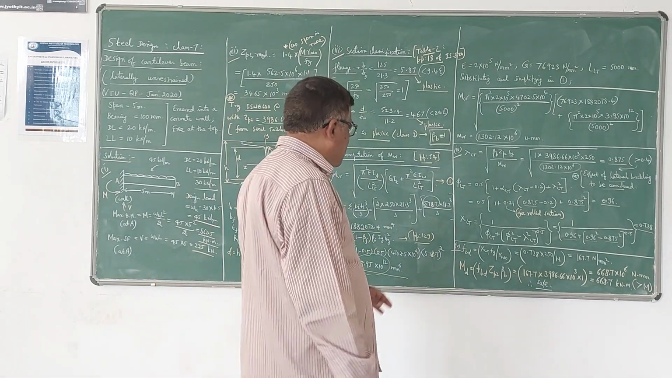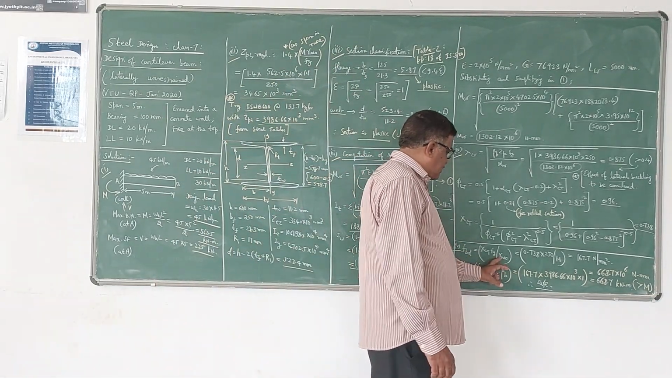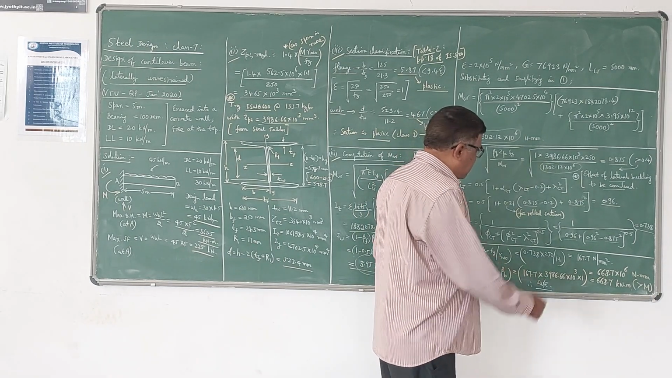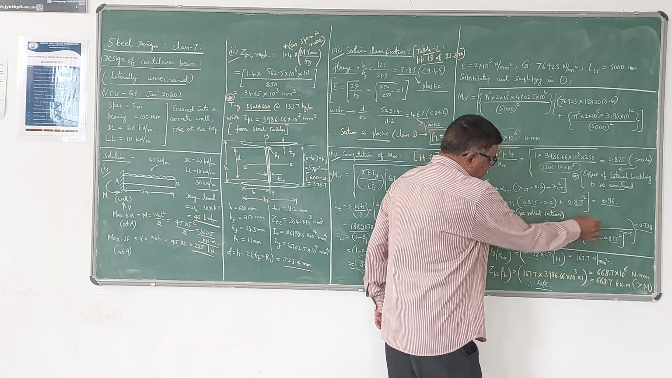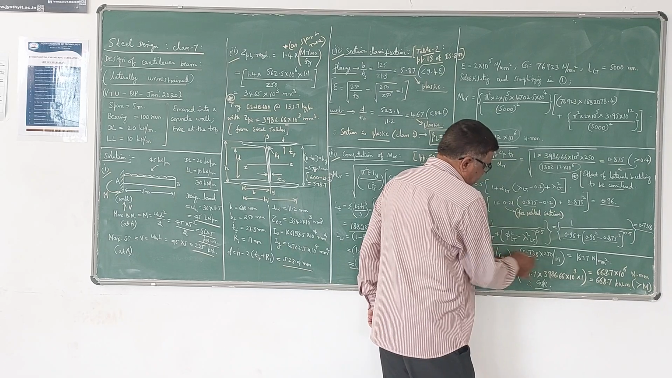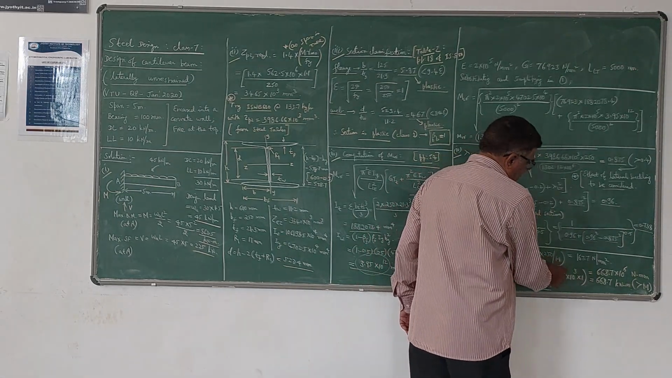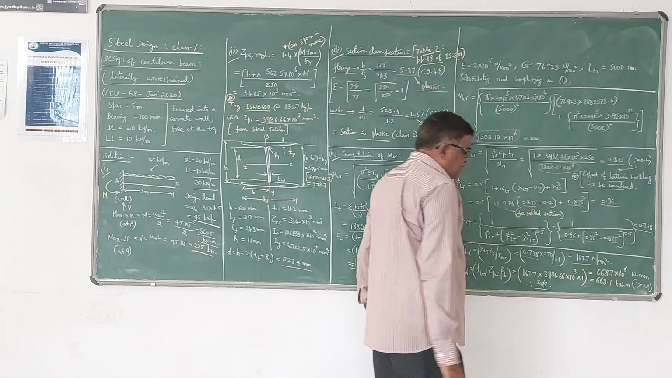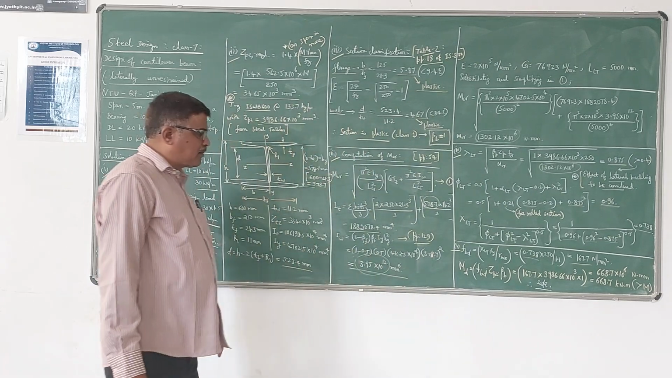Design bending stress, BD equals xi NT Fy by gamma MO. So whatever xi NT you have got, you substitute here into 250 Fy divided by gamma MO, which is 1.1. If you simplify that, you will get the value of your BD in Newton per meter square.